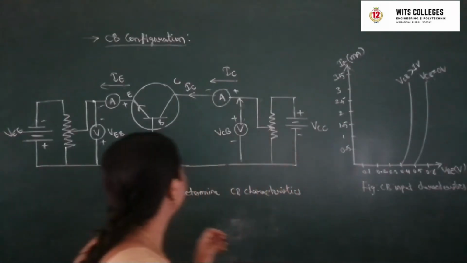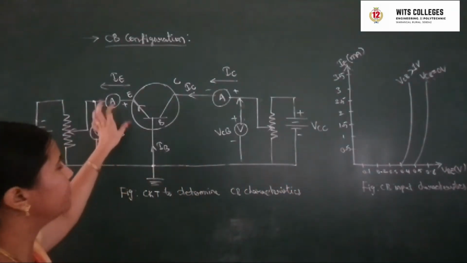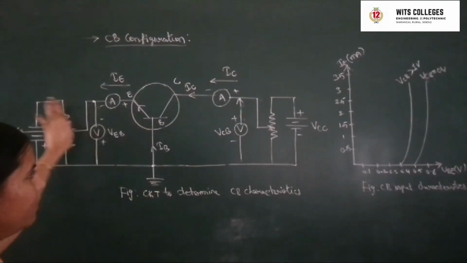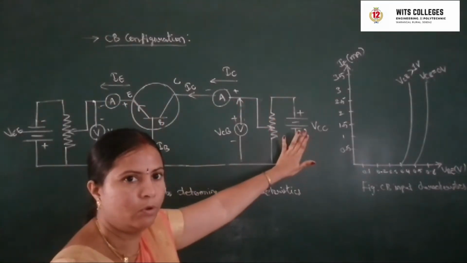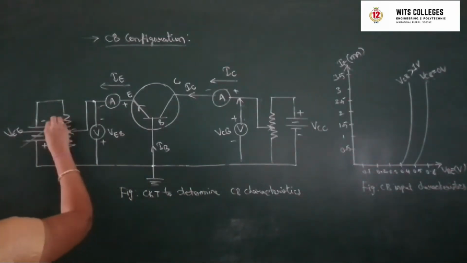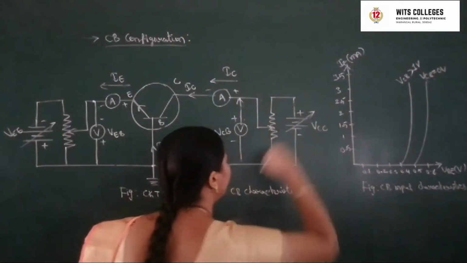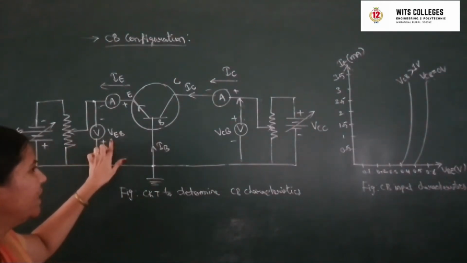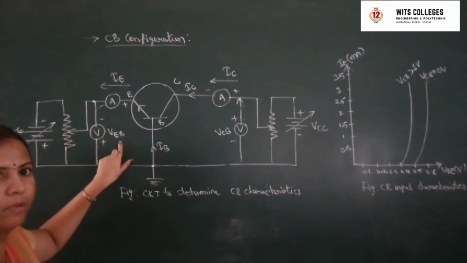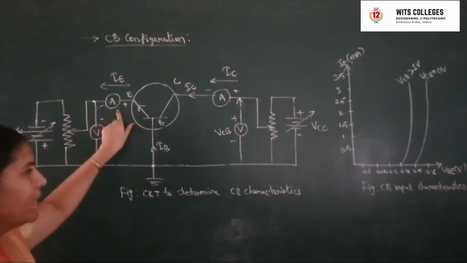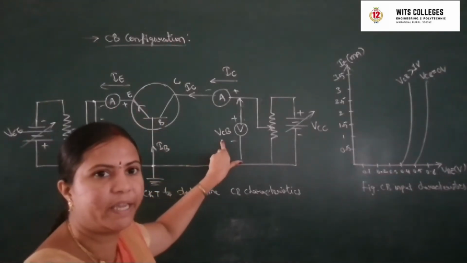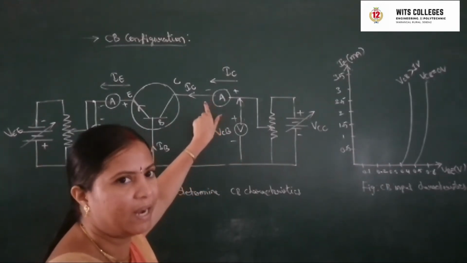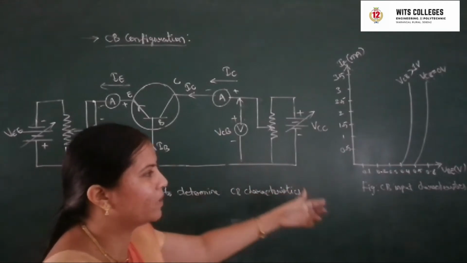So here what is the input voltage and input current? From here to here is input, and this is output. These two are variable power supplies. Here this is the input voltage. What is the input voltage here? Base emitter voltage. The input current here is the emitter current. What is the output voltage here? Collector base voltage. What is the output current here? Collector current. Here what are the input characteristics?